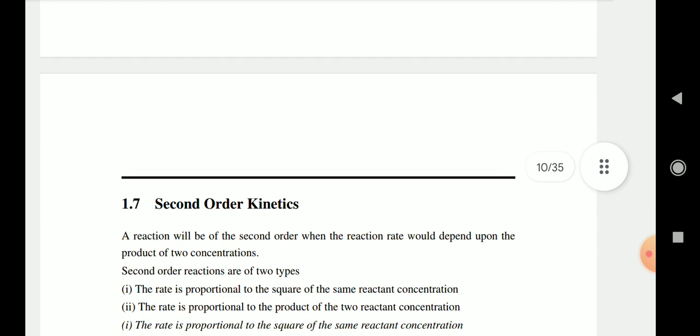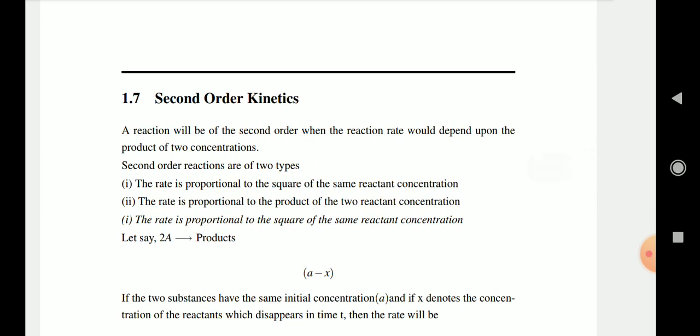Now second order kinetics. A reaction will be of second order kinetics when the rate depends upon two concentrations.